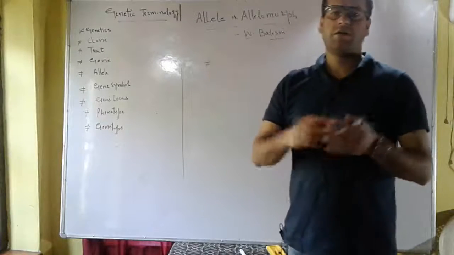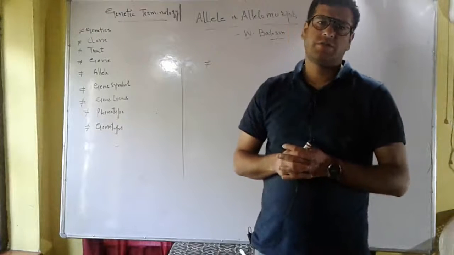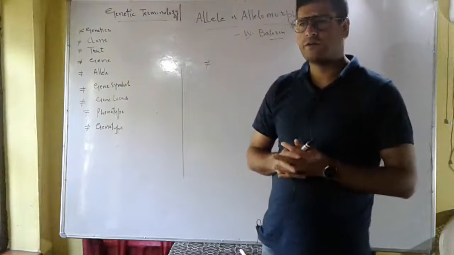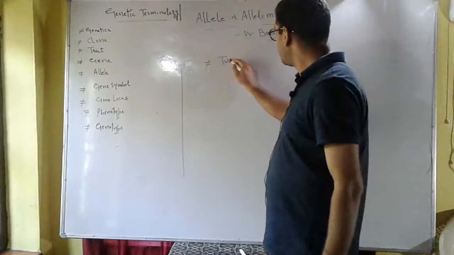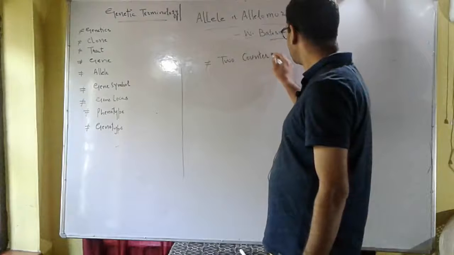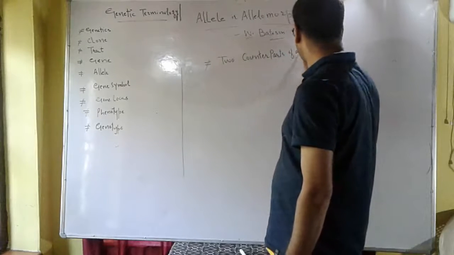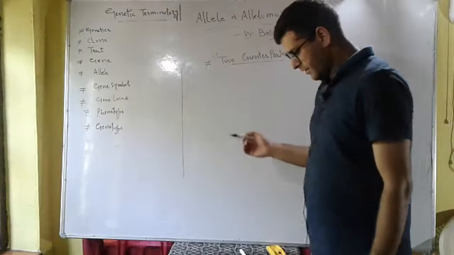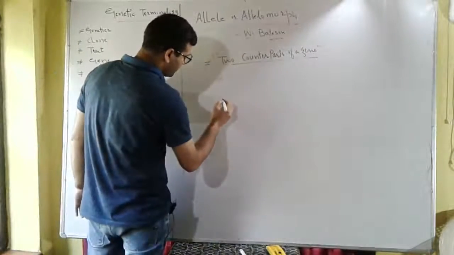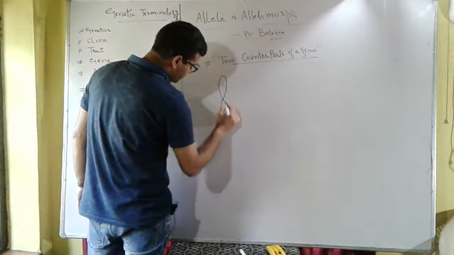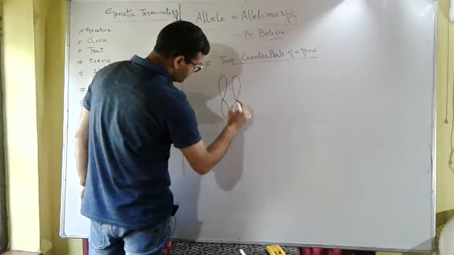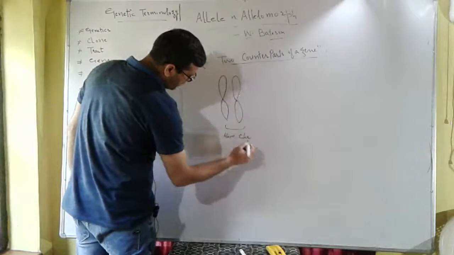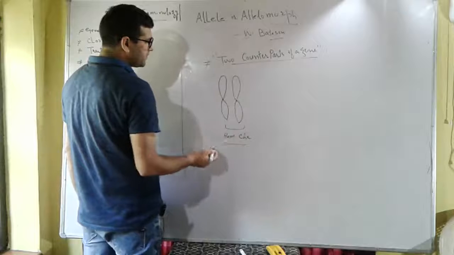Alleles are simply the two counterparts of the gene, or we can say two forms of a gene constitute the alleles. Two counterparts of a gene are called alleles, or two forms of a gene. For example, these are two homologous chromosomes. They always exist in pairs.